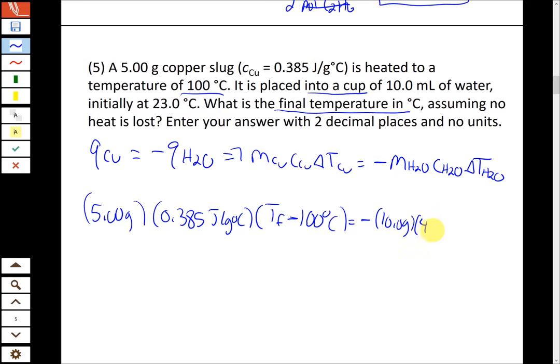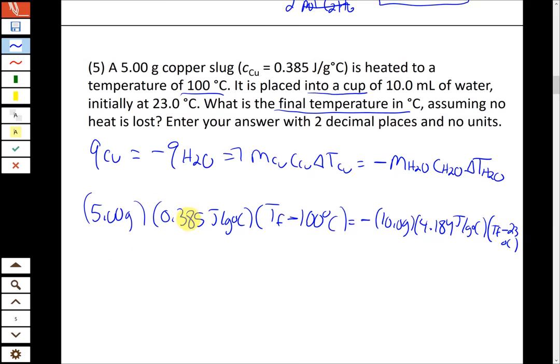So make sure you're familiar with it. We've used it a lot, so you should be already. 4.184, or 4.18 is enough if you just want to remember that, joules per gram degree Celsius. Then the same final temperature, TF, for water as for copper, and the initial temperature for water was 23 Celsius. I did a bad job of spacing it out, but there you go. So those are the numbers on each side.